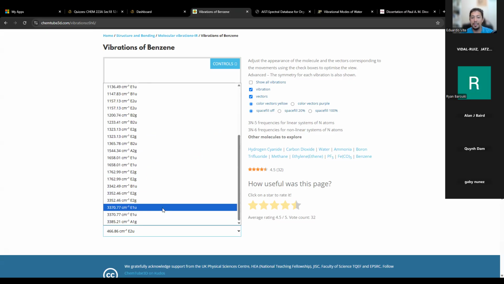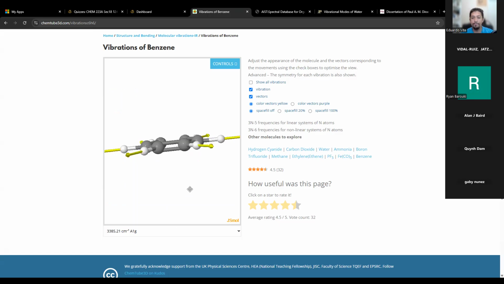Let's go and contrast that with the highest energy vibration. Look at that. That looks real nice, right? A symmetrical carbon-hydrogen aromatic stretch. That has the highest energy. You can find that one at 3385.